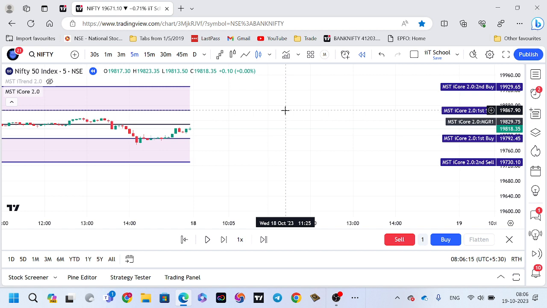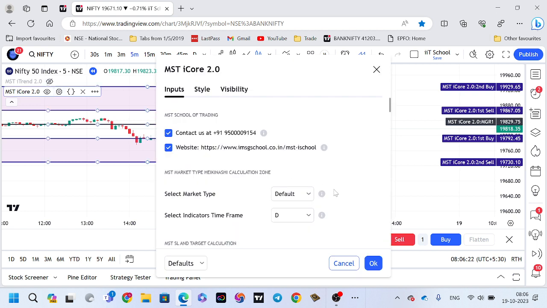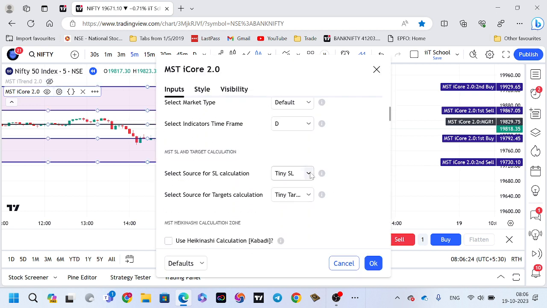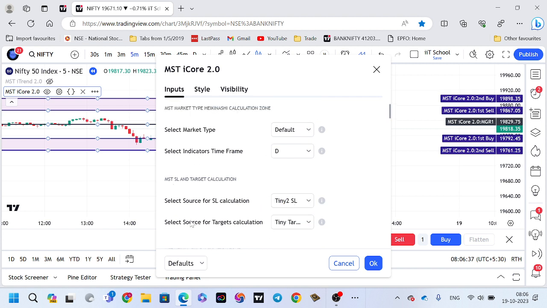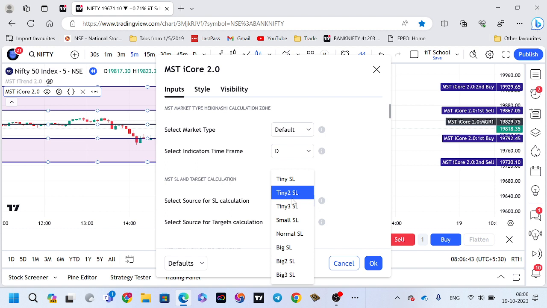If you are trading in Nifty and Bank Nifty, like 4 to 5 digit stocks, then go to the settings and reduce the stop loss. Reduce stop loss to tiny 2 and target also tiny 2. If you want to keep a 1:2 ratio, you can keep tiny 2 stop loss and tiny 4 target. All other settings are default only. So go here and give reset settings. After that you can change your stop loss to tiny 2 and target.